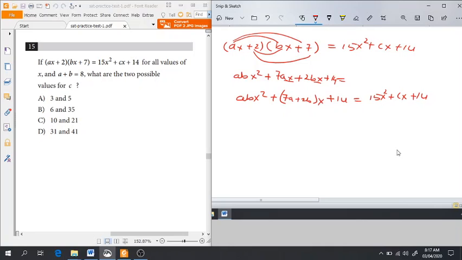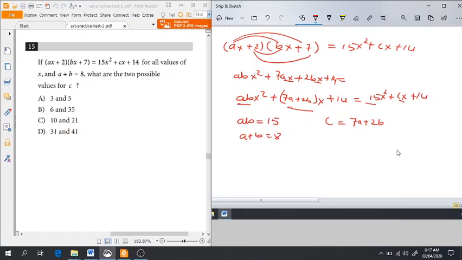All right, so as I told, when they say the equations are equal for all values of x, it means the coefficient of x² here and here must be the same. The coefficient of x on this side and this side must be the same. So from this I can write ab is equal to 15 and c is equal to 7a + 2b. They are asking what are the possible values of c. To get the value of c, you must have the values of a and b. So one expression we got is ab equals 15, and the other they have given us is a + b equals 8.